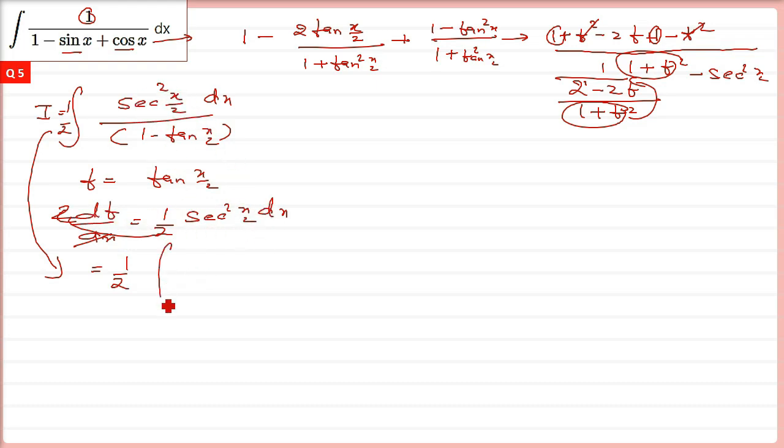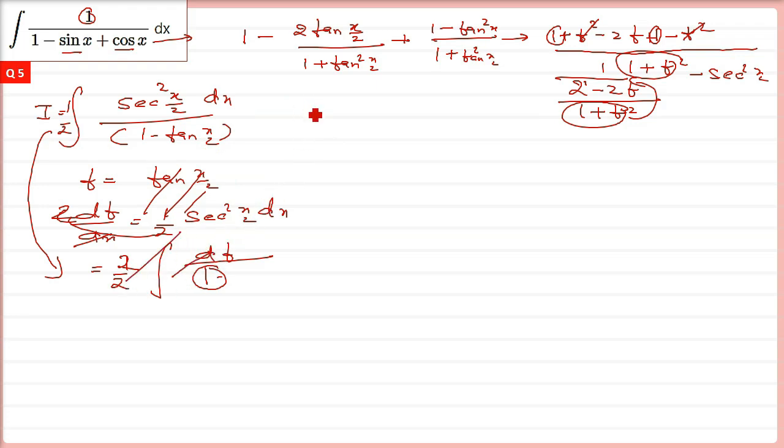I told you the explanation why it is 2 dt, because of the sec square x by 2 dx. So 2 dt, 2 we have already taken outside, dt here, 1 minus tan x by 2, tan x by 2 was taken as t. So 1 minus tan x by 2, t you can write. But here is a problem. One mistake I committed. I need to rectify my assumption.